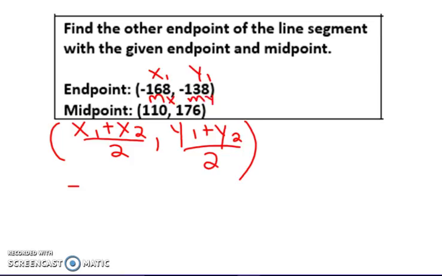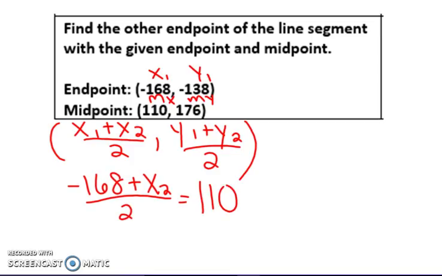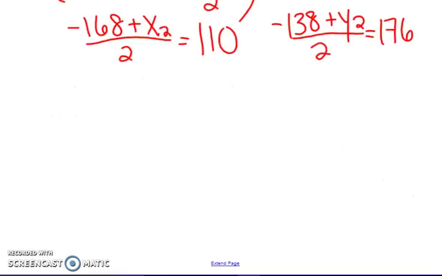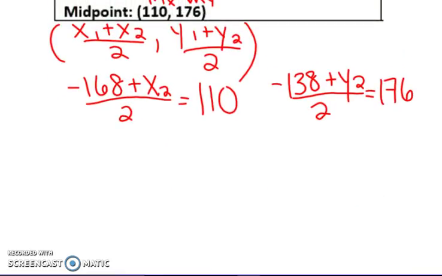So if I have x1, I have negative 168 plus x2 over 2, and that's going to equal 110, because that, if I were to simplify that down, equals my midpoint. On the other side, I have negative 138 plus y2 over 2, and that's going to equal 176. Again, that 176 is just the y coordinate in my midpoint. So now we're going to solve both equations. We're going to solve them separately.